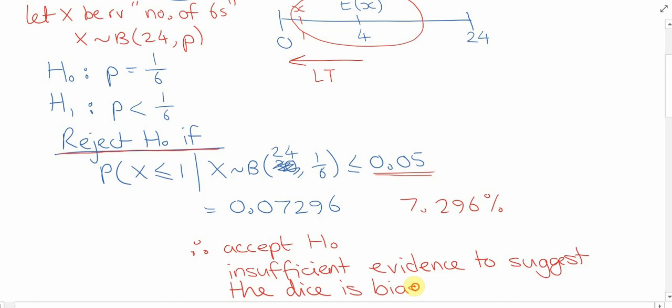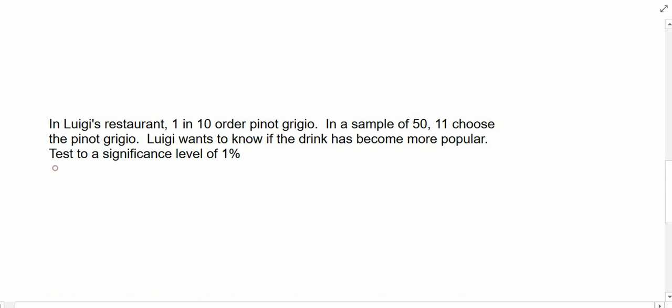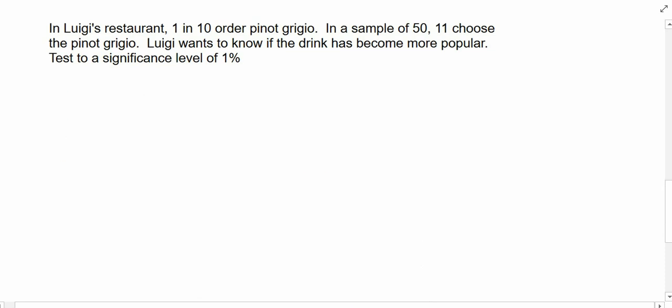That's a one-tail test. My setup, you won't see it everywhere. I think it's really clear. You can skip a lot of it, but I just think if you want a really solid understanding, this is a good method to follow. Let's have a look at another question. This is a little bit more interesting from a business point of view. So we have Luigi.